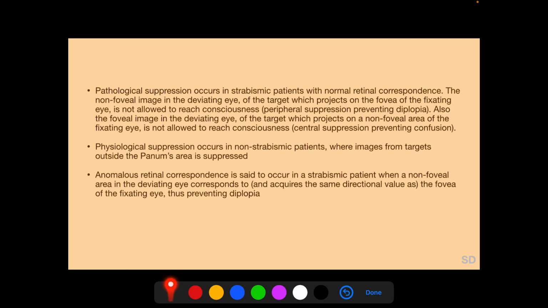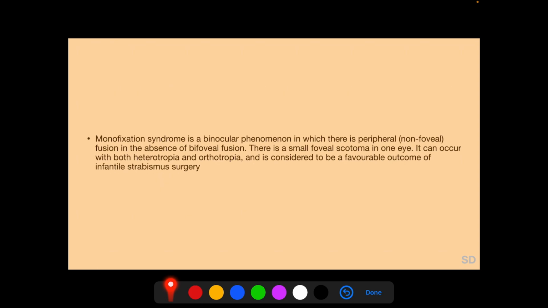Anomalous retinal correspondence is said to occur in a strabismic patient when a non-foveal area in the deviating eye corresponds to and acquires the same directional value as the fovea of the fixating eye, thus preventing diplopia. Monofixation syndrome is a binocular phenomenon in which there is peripheral or non-foveal fusion in the absence of bifoveal fusion. There is a small foveal scotoma in one eye. It can occur with both heterotropia and orthotropia and is considered to be a favorable outcome of infantile strabismus surgery.